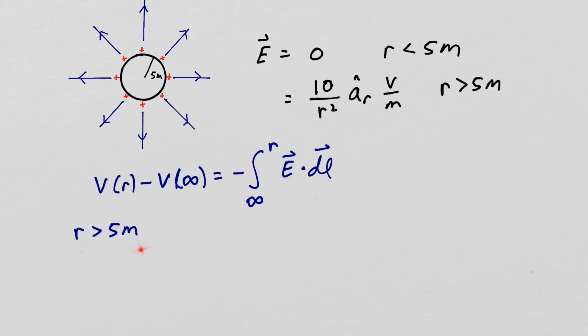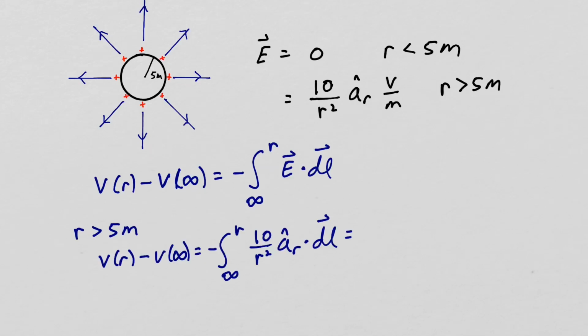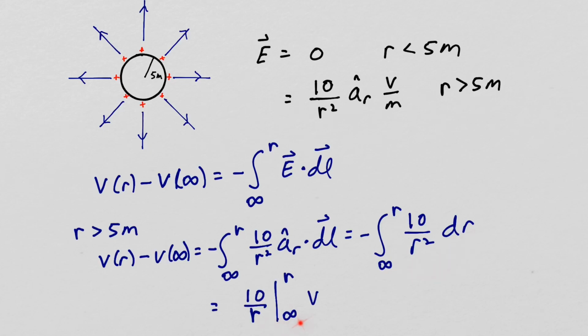When r is greater than 5 meters, this is our electric field intensity, so let's substitute it in. A sub r dot dl, you're only doing work when you're moving in the dr direction. The integral of dr over r squared is minus 1 over r. And our electric field is volts per meter. dr is in meters, so our result will be volts. So we evaluate at our limits of integration. So for r greater than 5 meters, our potential field is 10 over r volts.